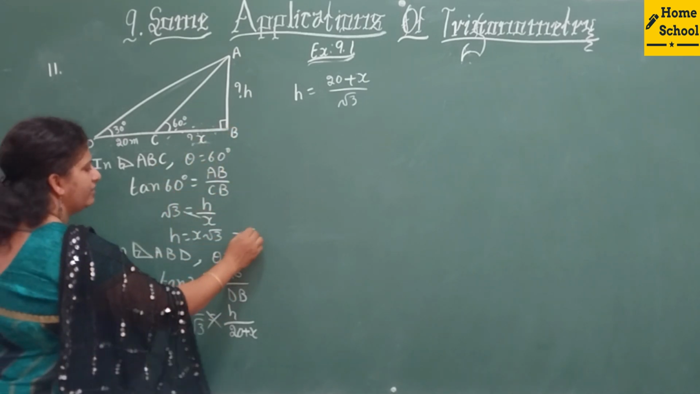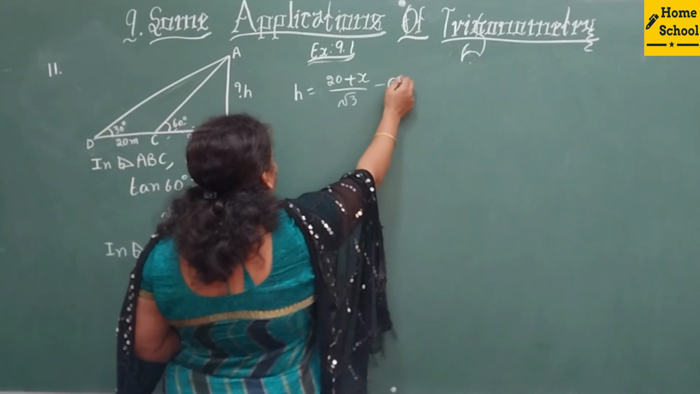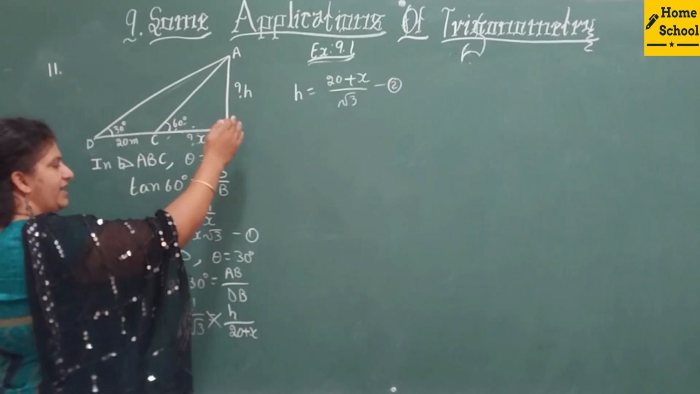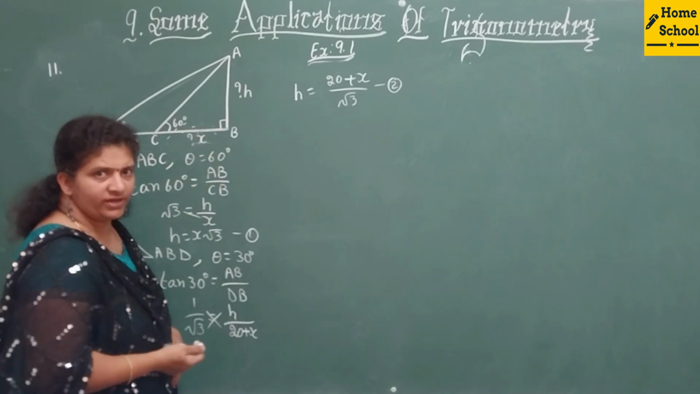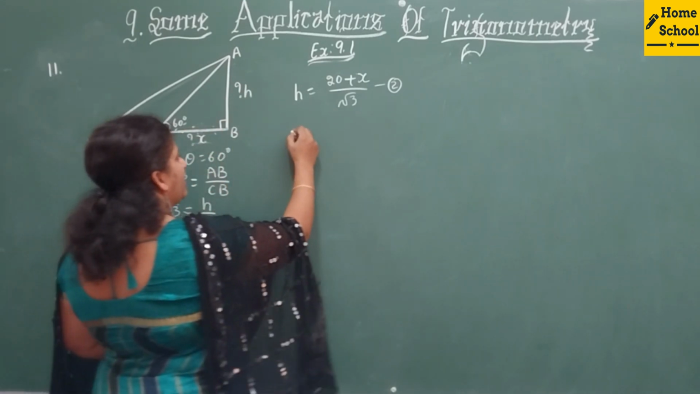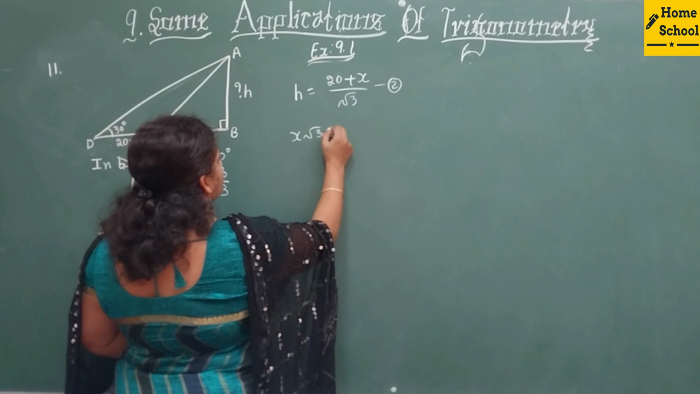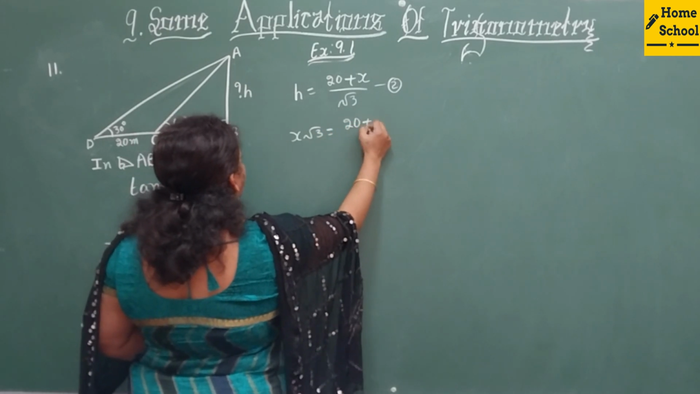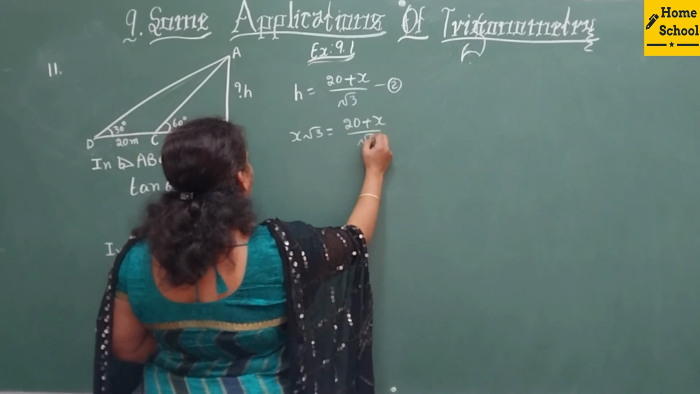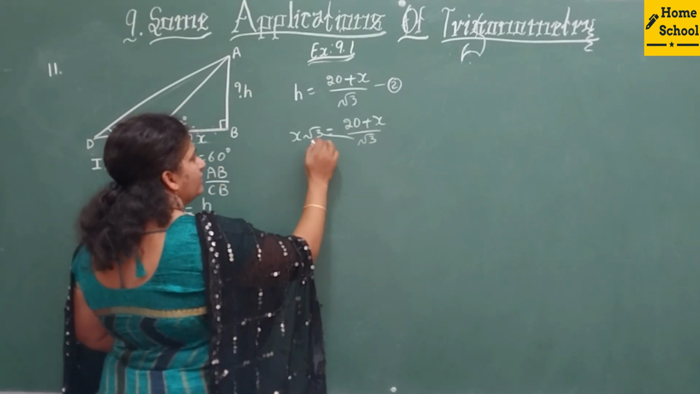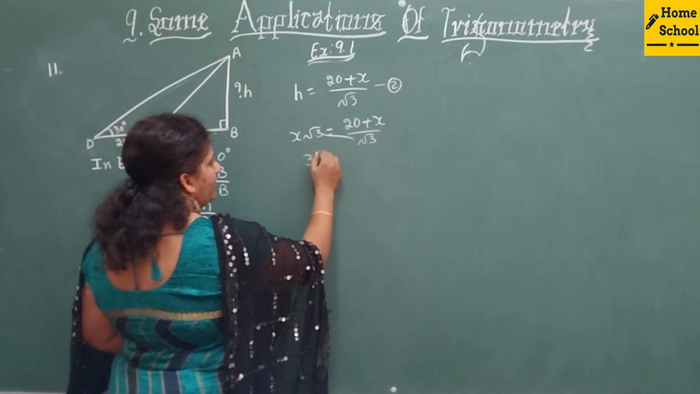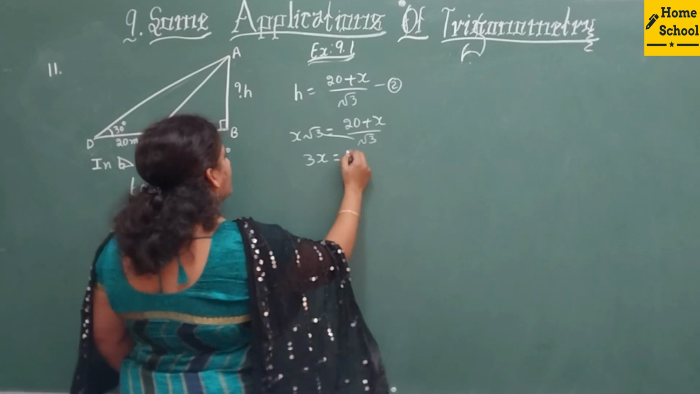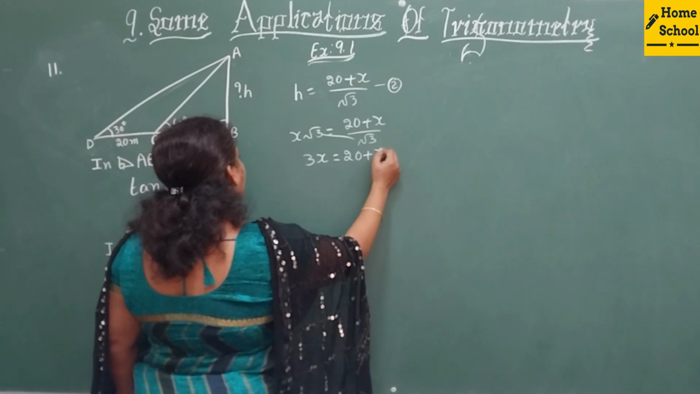Compare these two, equations 1 and 2, or instead of h you can rewrite x root 3 also. You can take comparing these two and equate. x root 3 is equal to 20 plus x by root 3. Cross multiply. Root 3 into root 3 will be 3. 3 into x is 3x. 3x is equal to 20 plus x.